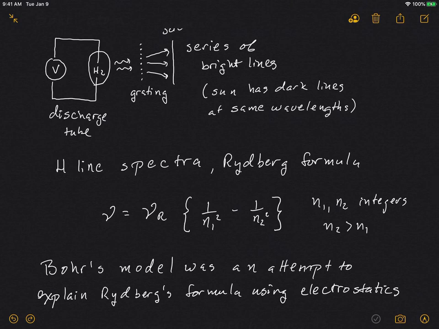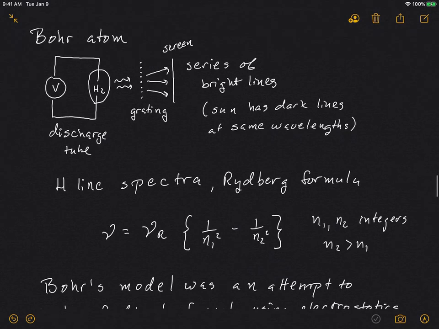That the frequency of light emitted by a hydrogen atom in a discharge tube like this is given by some constant times an expression that involves two integers, n1 and n2. So 1 over n1 squared minus 1 over n2 squared, where n1 and n2 are integers, and n2 is greater than n1.